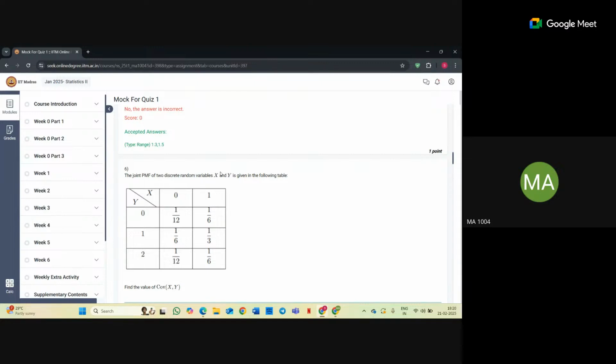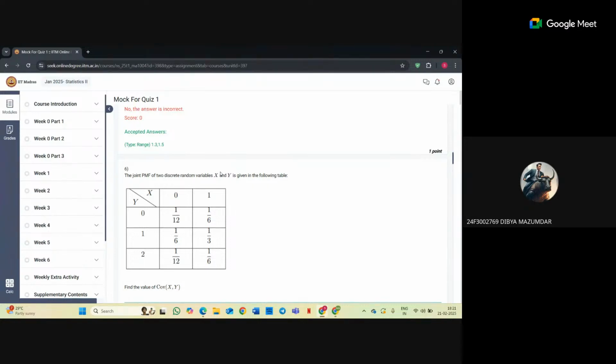What is the formula of covariance of xy? E of xy minus E of x multiplied by E of y. Yes. Okay, so try to solve it and let me know the answer. Ma'am, 0 is coming in this sense. Yes, correct, 0.